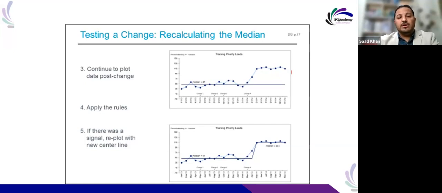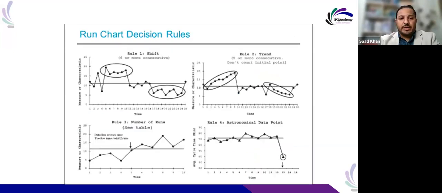From there, you will redraw your median based on the new data set which you are getting, so that you can compare both the old process and the new process and the trends which you are having right now. Now, how to interpret?